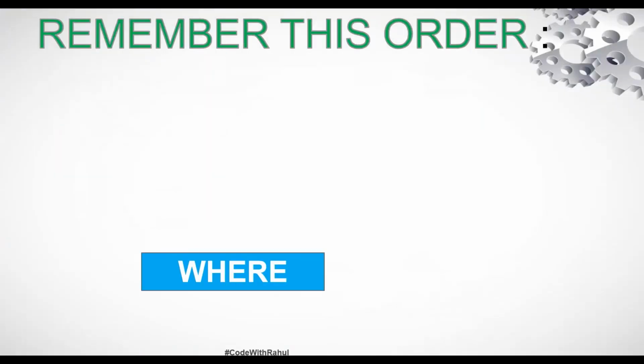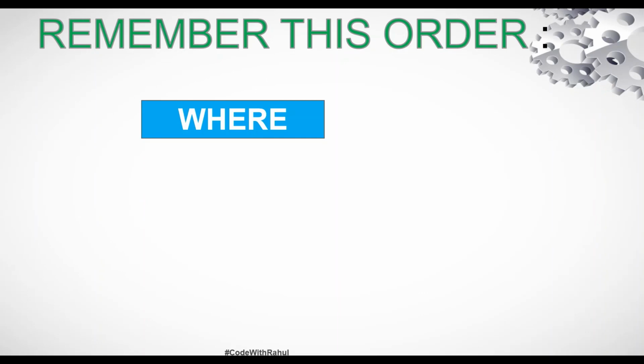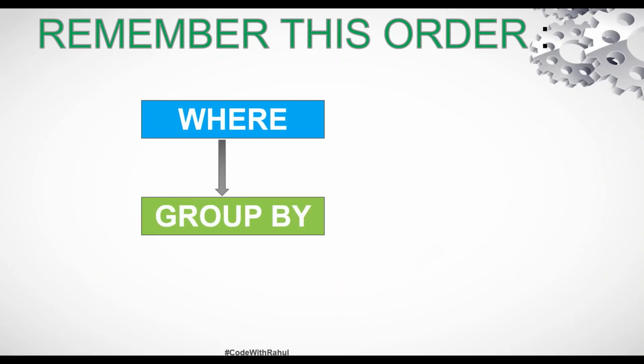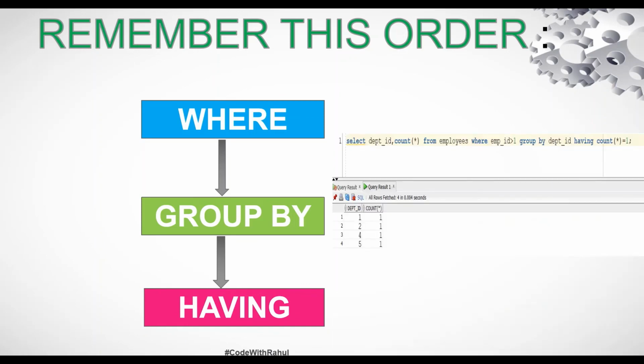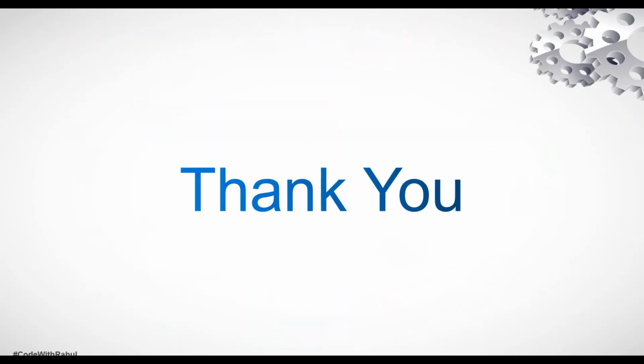and you have to remember this order. First, we have to write where and then group by and then having. This is very important. So this query, you can remember it. Select star from table name, then where, then group by and then having. So in this video, we have discussed about group by and having clause.